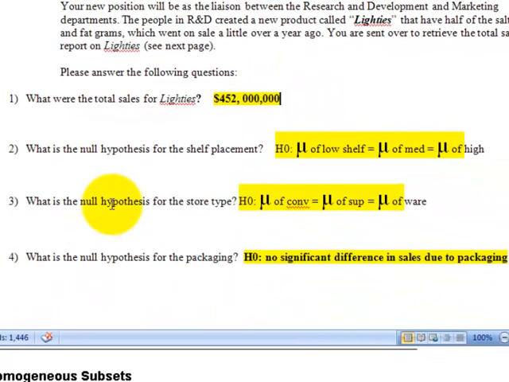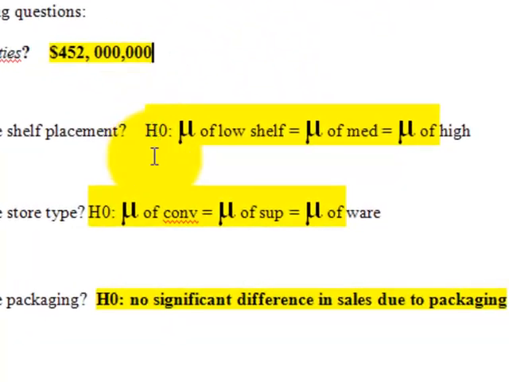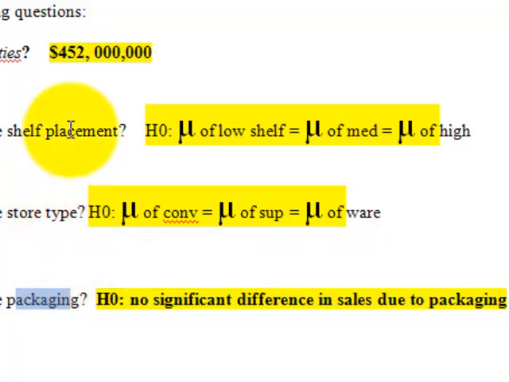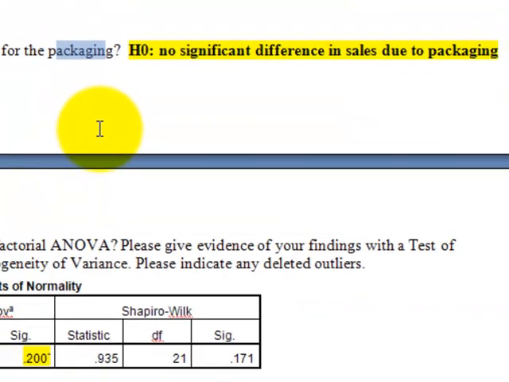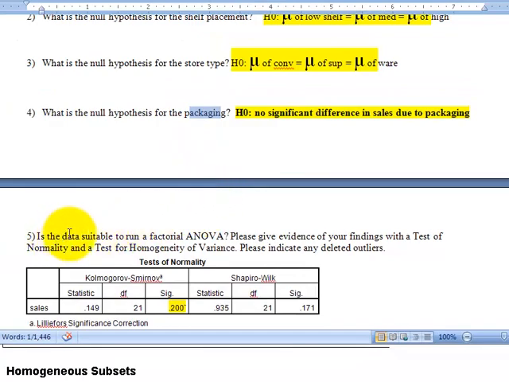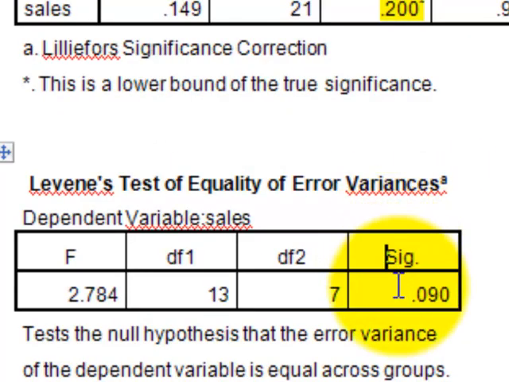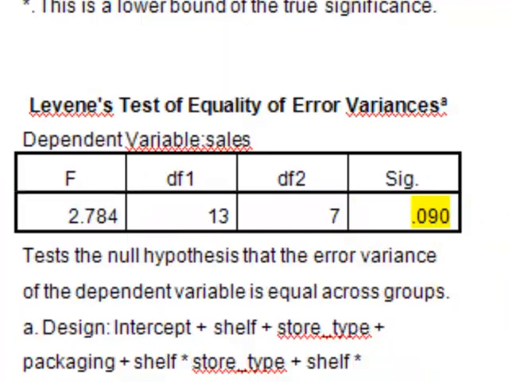The null hypotheses for all three of these are the same thing, right? There was no significant difference in sales due to shelf placement, store type, or packaging. All nulls are the same: there is no significant difference anywhere. So is the data suitable? We ran the Smirnov test, yes, and it was considered normal, because that number was not less than 0.05. We did the Levene's test, and again, it did not violate the assumption of homogeneity of variance.